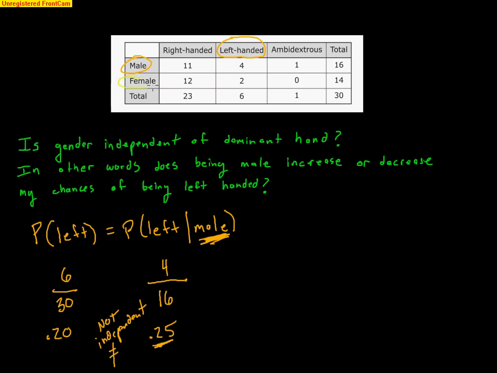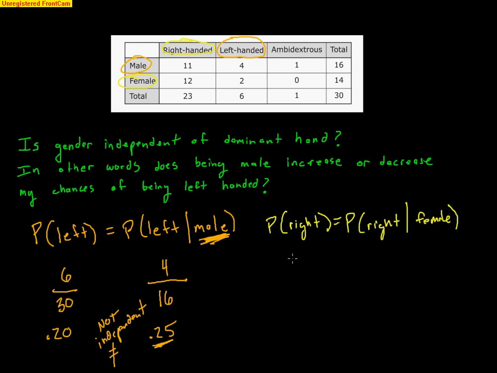All right, I could switch this around and choose some other variables just to show you that it still works. For example, maybe you want to look at females and right-handed. So I'm going to say, what's the probability that I am right-handed? And I want to see what's the probability that I'm right-handed on the condition that I am a female. I want to know, does me being a female change the probability of me being right-handed?